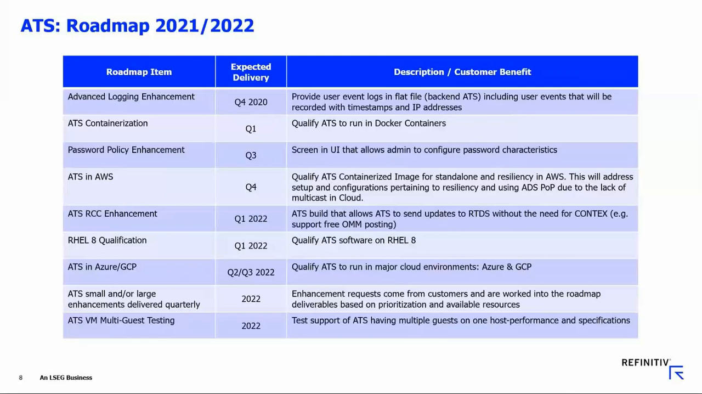So following the RTDS footsteps, we are looking to qualify ATS on Red Hat 8 with Red Hat 6 going out of maintenance support and Red Hat 8 providing more security and performance improvements. We're going to be qualifying ATS on that Red Hat 8. Moving on to the next item is ATS in Azure and GCP.